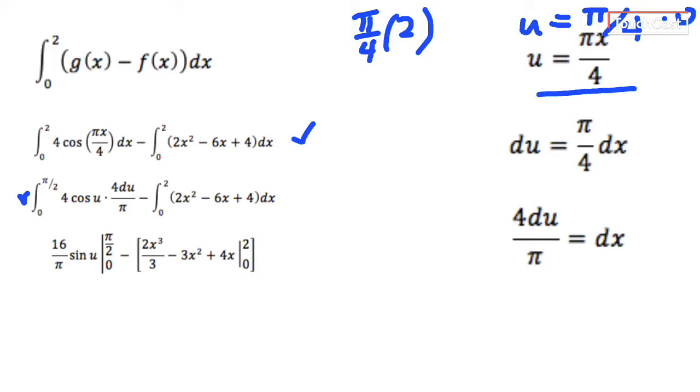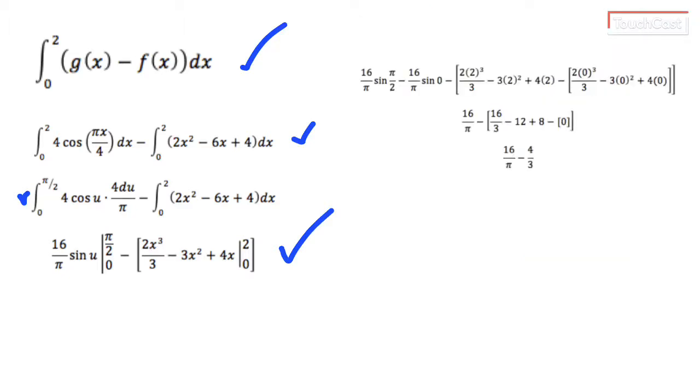So probably if you wrote this much, that was worth 2 points. If you can write antiderivatives, that antiderivative might even be worth 2 points, but it's worth at least 1 point. And we're going to have one more point at the end for the final answer.